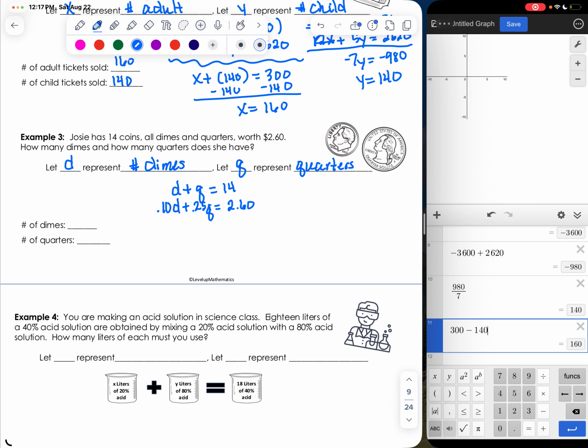Now, again, this is in standard form, so I'm going to solve by elimination. So I have a 1D and a 0.10D. I'm going to try to multiply this by negative 0.10 so that I can eliminate the dimes. So negative 0.10 times D is negative 0.10D. Negative 0.10 times Q is negative 0.10Q. And negative 0.10 times 14 would be negative 1.4. All right, now don't do anything to the second equation.